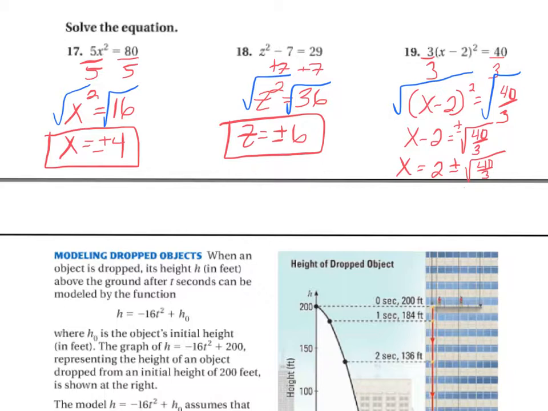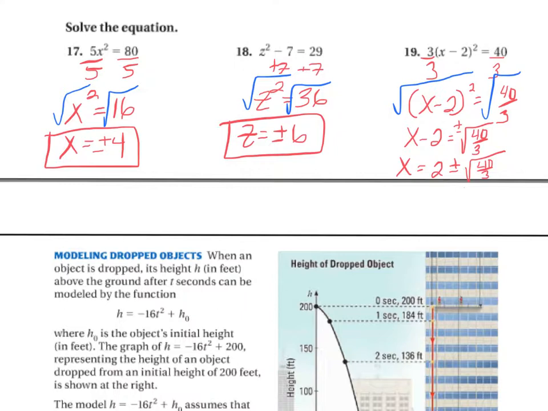Number 19 is a little more complicated. We need to divide by 3 first in order to isolate this binomial. And once we do, we can square root it, leaving us with the positive and negative root of 40 over 3. And then we add 2 to both sides, leaving us here. But this one is not totally simplified because you cannot leave this square root of 3 in the denominator. So this is a situation where you need to rationalize the denominator to get that radical out of there. And you also have an issue with this 40 having a perfect square factor in there.